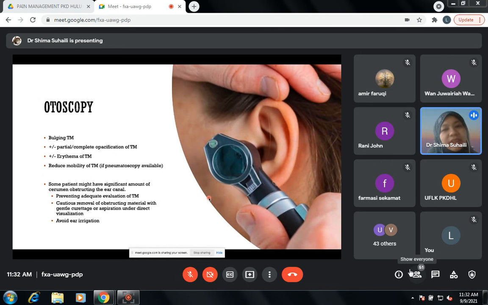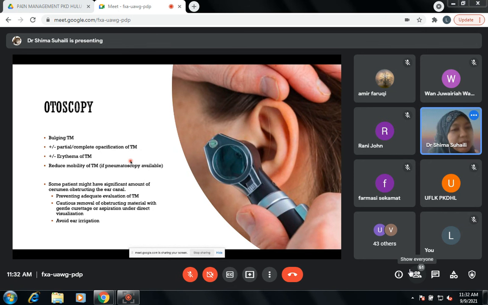For the otoscopic examination, I hope everybody knows this is the otoscope. The otoscope is an apparatus to help us to directly visualize the external ear and inner ear. So from the otoscopy, what are the findings that are suggestive of AOM? First is the bulging tympanic membrane. I will show you the picture later.